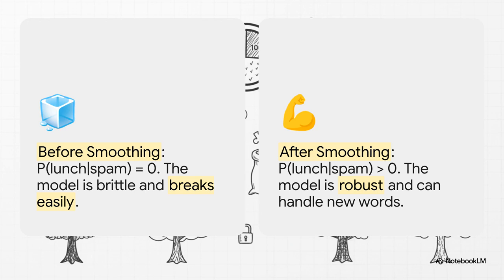And the idea is just beautiful in its simplicity. We just pretend we've seen every single word one more time than we actually have. We just add a count of 1 to every word in our dictionary. And just like that, the word lunch no longer has a probability of 0. Boom, problem solved. Our model is now much more robust.